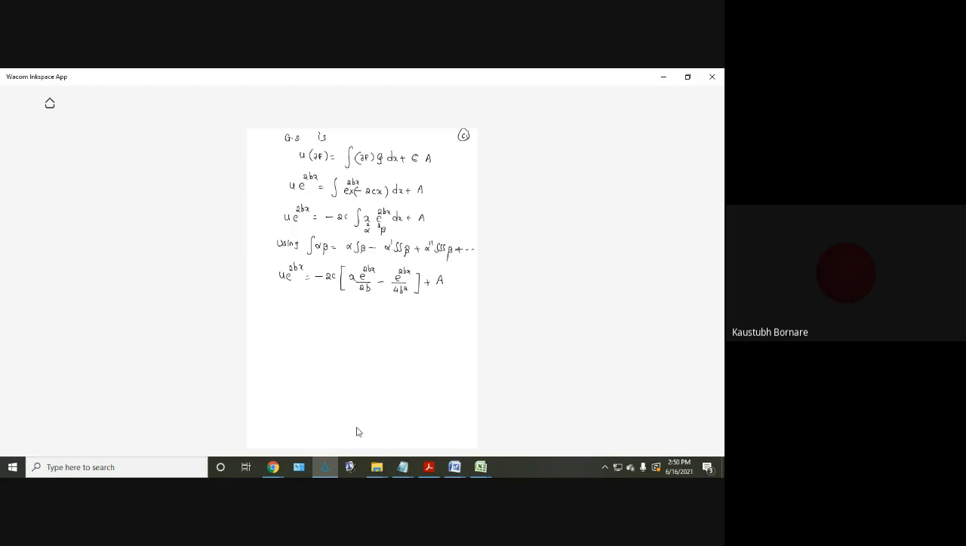v square e raised to 2bx equal to, we can cancel 2, let me consider the minus sign inside. Okay, see, the minus sign I'm taking inside, so e raised to 2bx divided by 2 cancel, so c by 2b square minus of x e raised to 2bx divided by b only, no? 2 is cancelled.